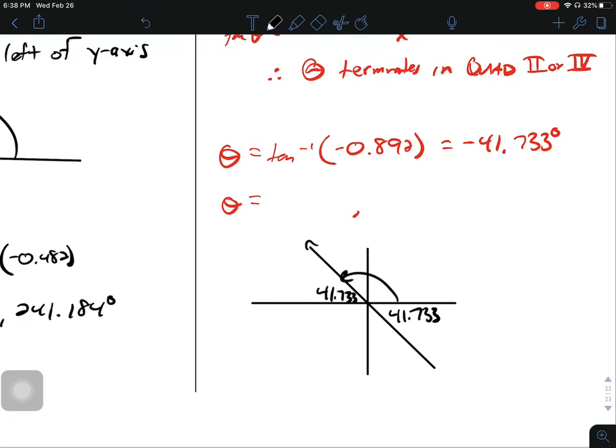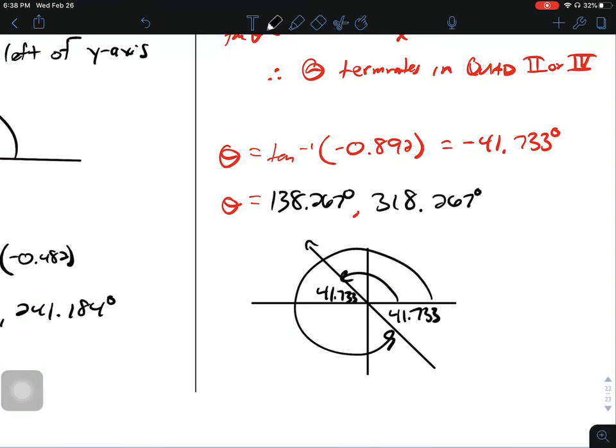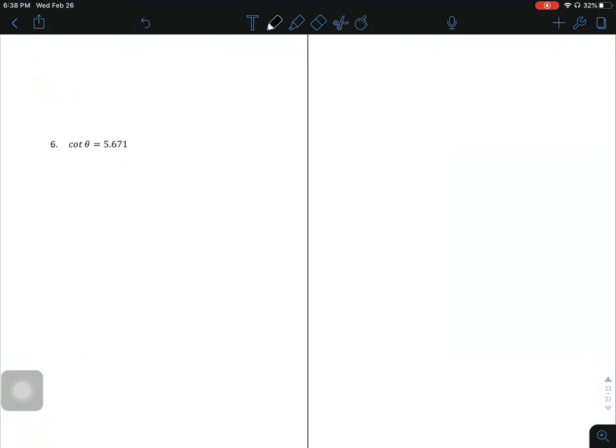So this is 180 minus 41.733, which is 138.267 degrees. And this other one is 360 minus 41.733, which is 318.267 degrees.